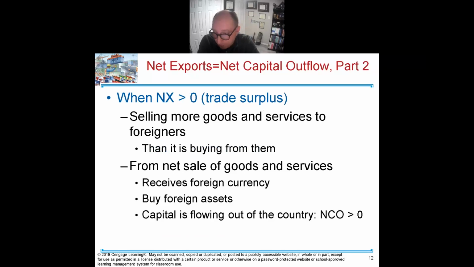When the net exports are greater than zero, we call that a surplus. Of course, it makes sense. Selling more goods and services to foreigners, that of course results in more export, right? From the sale of goods and services, we can receive foreign currency, buy foreign assets, and use capital to grow outside of the country.